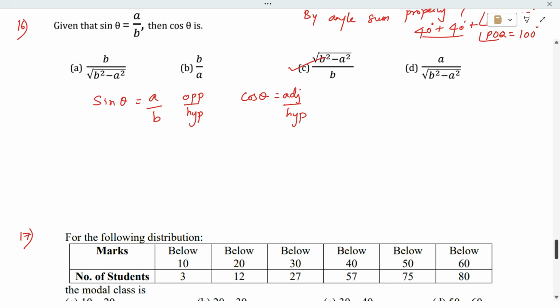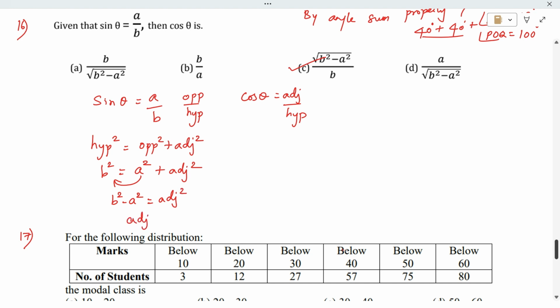Or else I will show you how to find it out. So opposite is A, hypotenuse is B. So I know from Pythagoras theorem, hypotenuse square is equal to opposite square plus adjacent square, isn't it? So B square is equal to A square plus adjacent square. Take A square to the other side, B square minus A square is equal to adjacent square. So from here, I can find adjacent by taking square to the other side, it becomes square root. So it becomes b square minus a square. So now adjacent is root of b square minus a square. Substitute here. Cos theta is equal to root of b square minus a square by b.